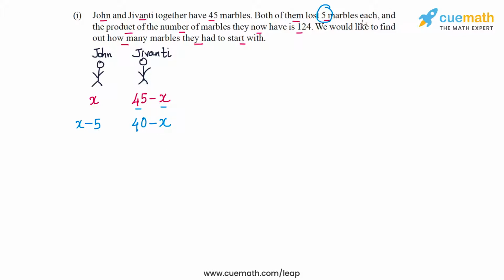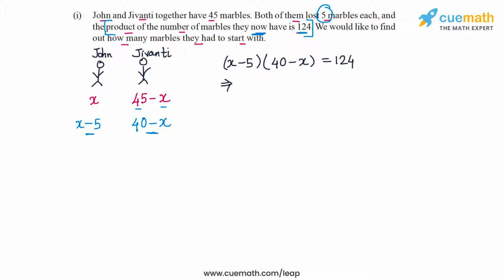Now the problem statement says the product of the number of marbles they have now is 124. So this means that the product of this number and this number should be equal to 124. And this fact is what will enable us to form a quadratic equation in X. So we have that the product of X minus 5 and 40 minus X should be equal to 124. Let's simplify this and see what we get.